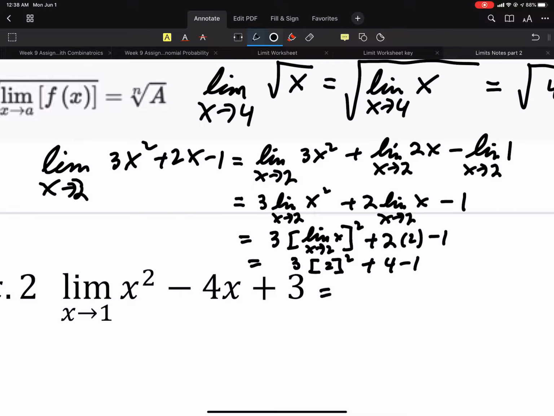And then I'm going to get 3 times 4. 3 times 4. I'm on drugs, I think. Just kidding. 3 times 4. So 12 plus 4 minus 1. That's 6. I hope that's 15. I hope. Ooh, that's an ugly 15. Sorry.